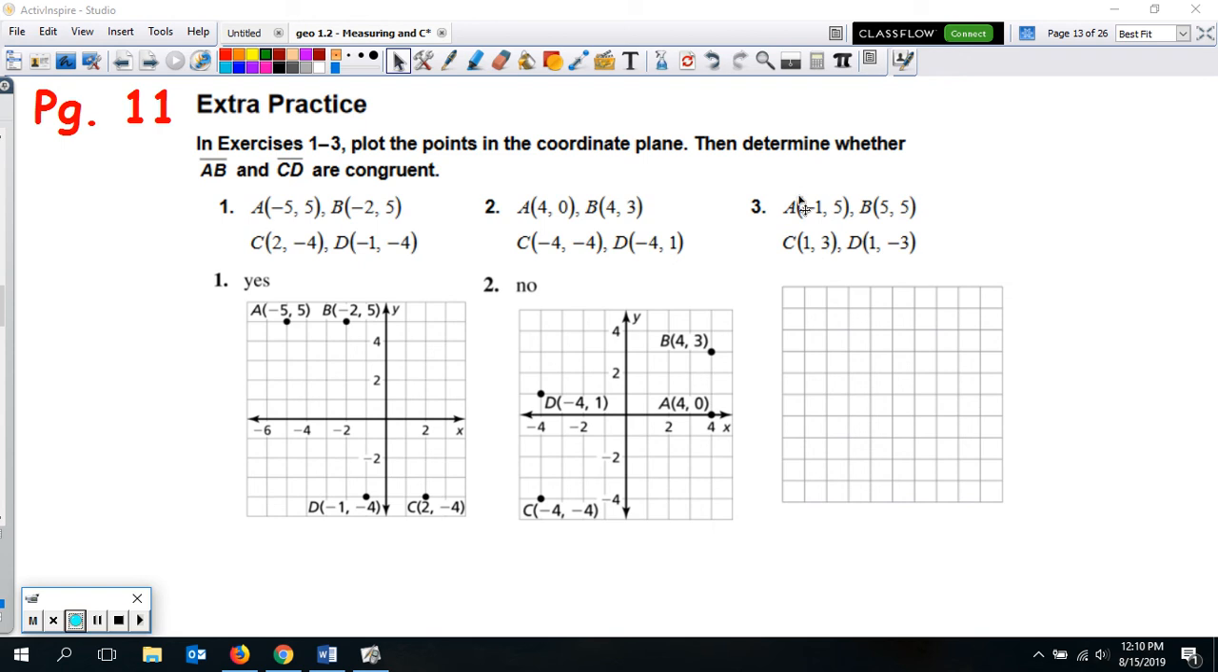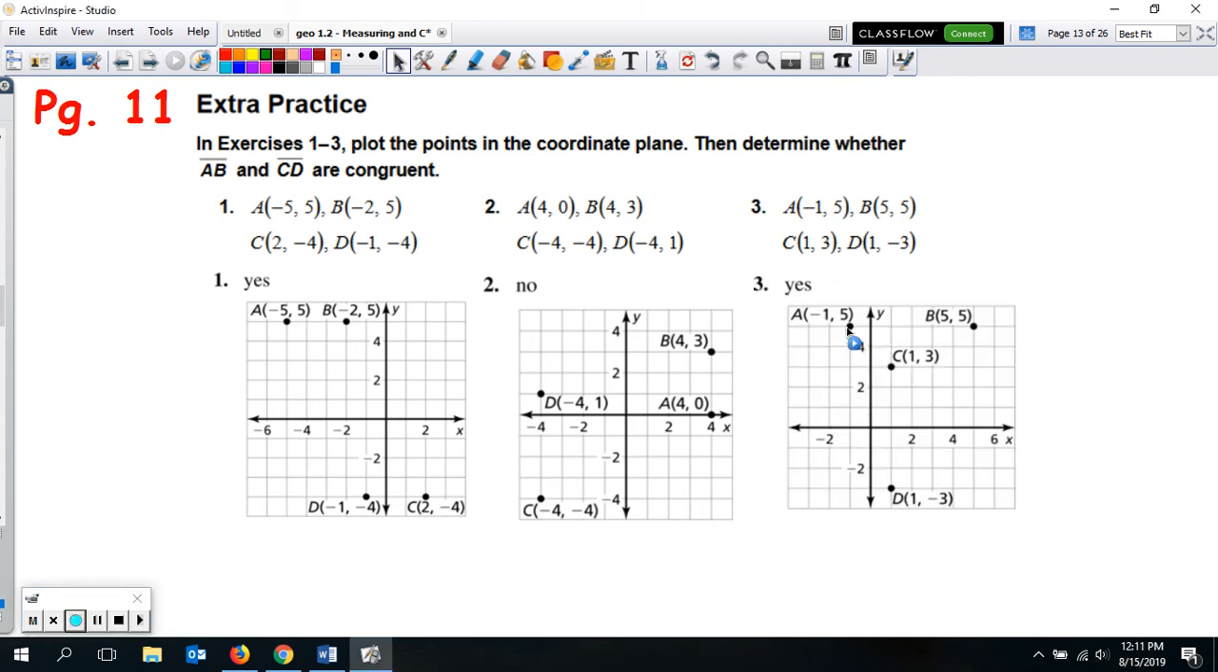Okay, so you should have finished number 3. Let's just see where those points are. A is in the second quadrant up here at (-1, 5). B is in the first quadrant at (5, 5), and that stretches across 1, 2, 3, 4, 5, 6. So that's 6 for that length. And then C is still in the first quadrant, and D is in the fourth quadrant down here. It would be 1, 2, 3, 4, 5, 6 also, and yes, those are the same lengths, so that means they are congruent.